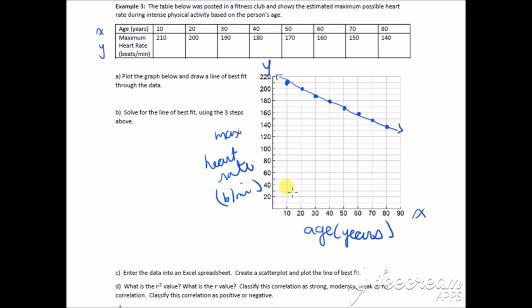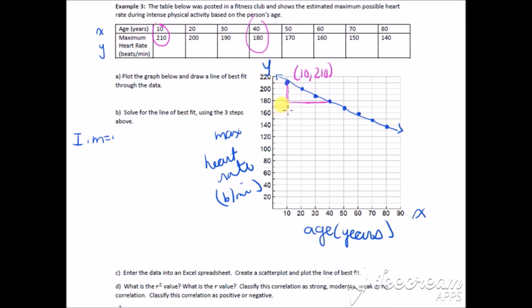it'd go like that. Now, solve for the line of best fit using the three steps above. So, first step is to find the slope. Let's pick 2 points on the line of best fit. Let's go 10, 210. This one here. And then let's go down to 40, 180.